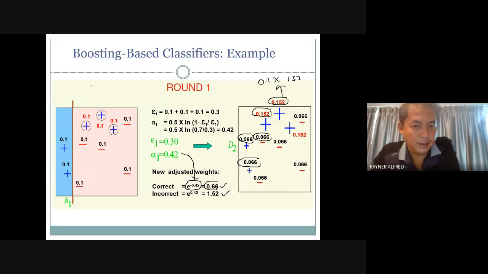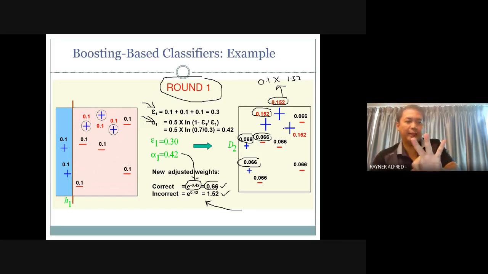Okay, any questions? So this is round one. In round one, we compute the error, then we compute the weightage of the classifier, and then we adjust the weightage of each sample that we have here. So there are 3 steps. Now we want to go to the next round, because we want to treat this as your new document with new adjusted weightage. Before that, we need to normalize this value.